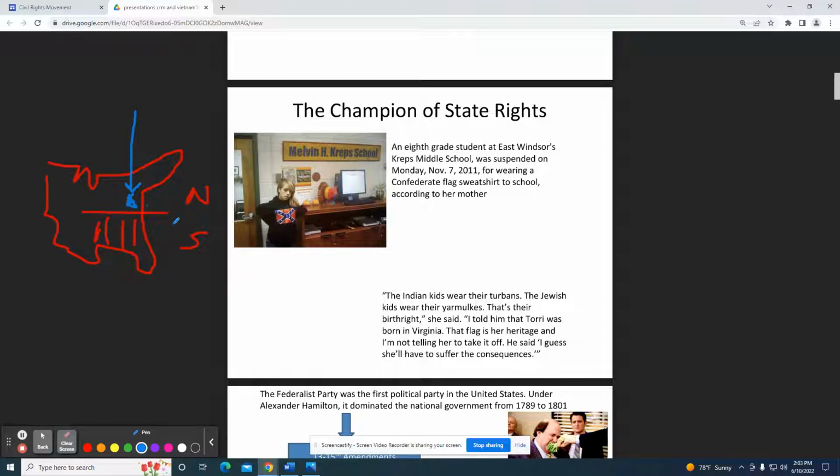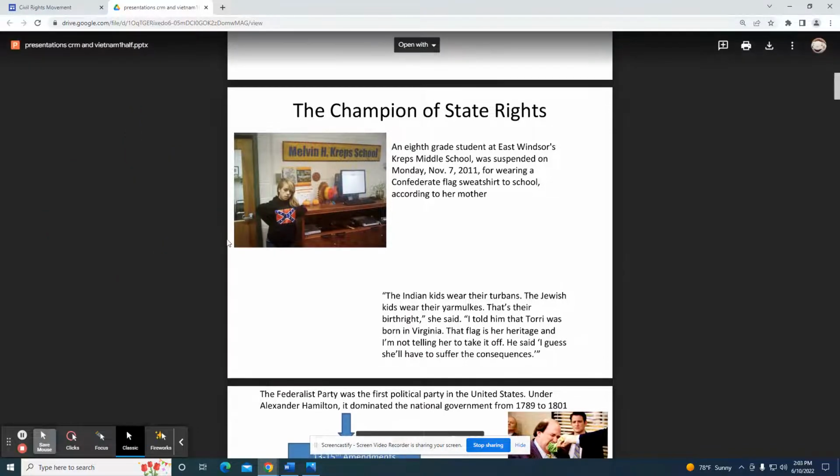So the mother here was arguing that her daughter did not do anything that was offensive because she was from the South, her family's from the South, and that the South has this particular history. This is part of Southern heritage. This is a quick recap.